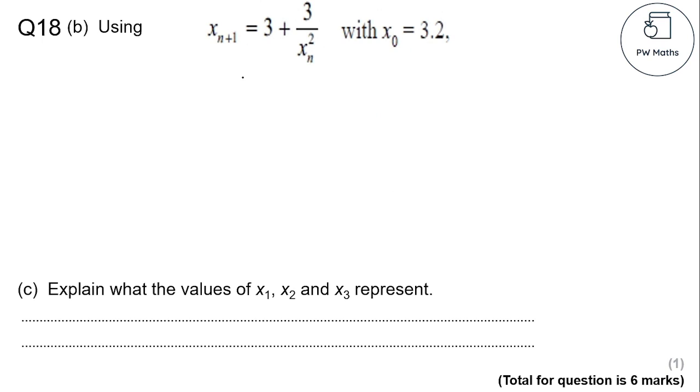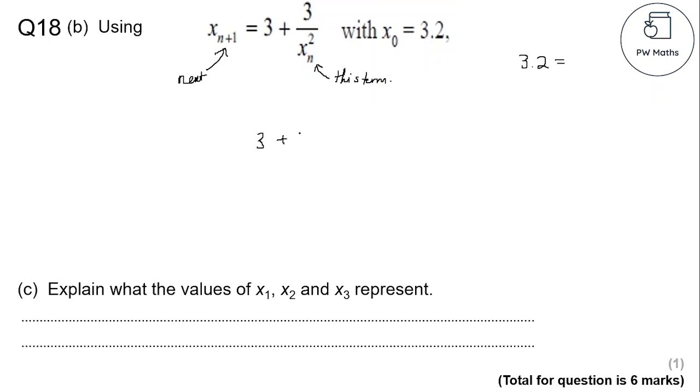The next part of this question says, using x to the n plus 1, and I always like to think of that as the next term. Well, it's 3 plus 3 over x to the n squared. X to the n, I always think, is the term I'm on, this term. Now there's a trick to doing this on the calculator. It says x naught is 3.2, so you have to type into the calculator 3.2 equals. Get that into the calculator. It won't work without this trick.